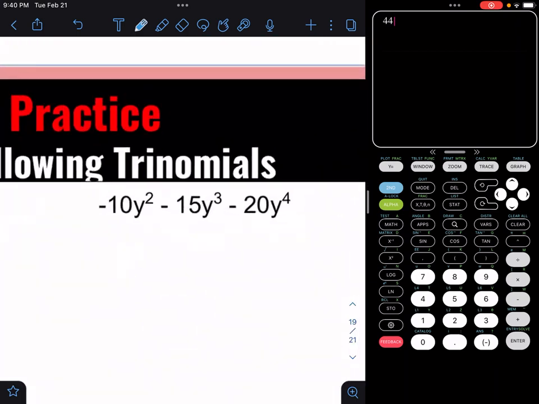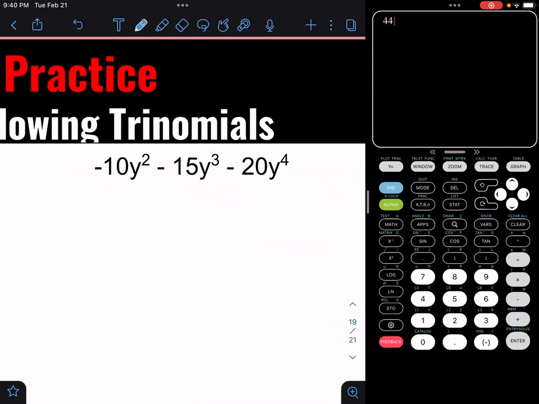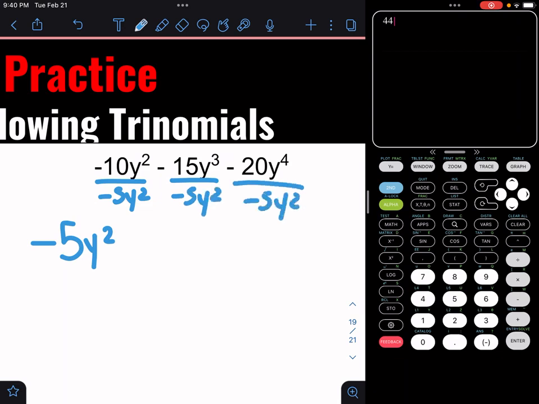And this one, we could take out a negative since all things are negative. 10's not going to work, but 5 can. And then I could take out the y squared since that's the smallest thing. Negative 10 divided by negative 5 is 2. The y squares go away. Then negative 15 divided by negative 5 is positive 3. And then y to the third divided by y squared would just leave us with y to the first. Negative 20 divided by negative 5 is positive 4. Then y to the 4th divided by y squared, subtract the exponents, 4 minus 2 is 2.